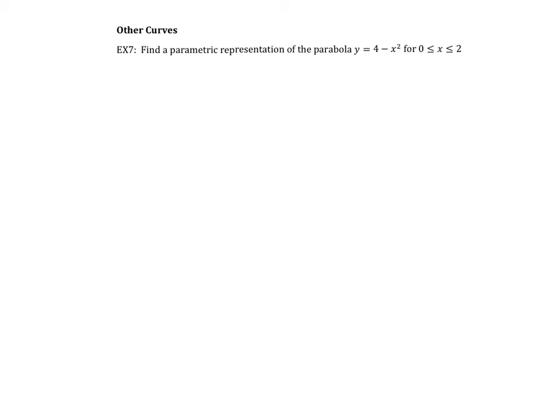In example 7, it says find a parametric representation of this parabola, and we have x values from 0 to 2. So remember, when we set our parametric equation, we are going to set our t values. So it seems reasonable to me, looking at this problem, that if my x values are going from 0 to 2, perhaps I can just let my x value be my t value. Again, this is not unique.